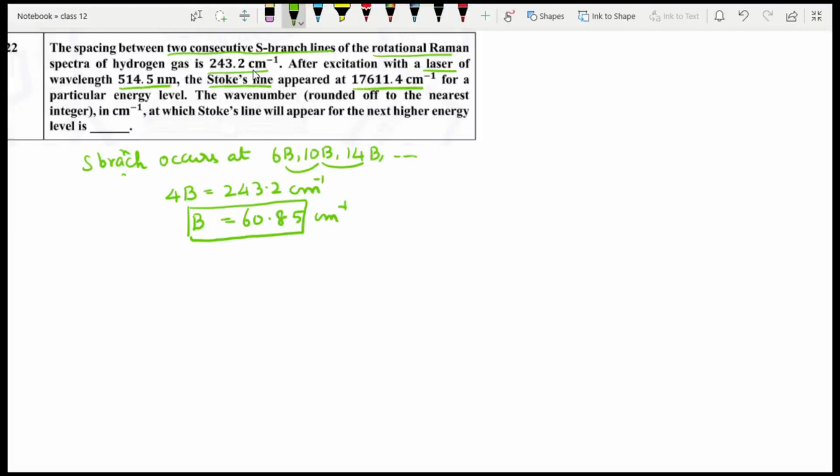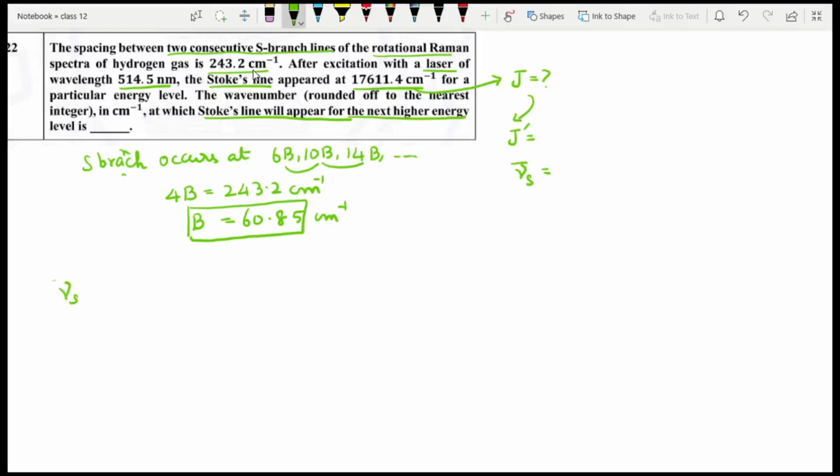They have used a laser source of wavelength 514.5 nm and they have seen a Stokes line at 17611.4 cm⁻¹. Now they have asked us to find the Stokes line for the next higher energy level. So for this Stokes line we have to find the J value, and then find the next higher J value, that is J prime, and then find the position at which the Stokes line will appear. So first, for the given Stokes line, we will find the J value.